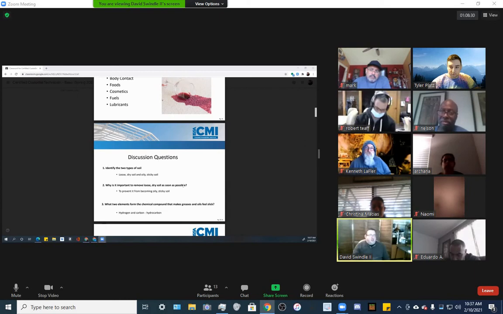Now, I didn't touch on this, but I want to address this one because it refers to the two elements from the chemical compound that make greases and oils feel slick. And that is hydrogen and carbon, which we refer to as hydrocarbons. That's important to note because later we're going to talk about how to break down hydrocarbons. And hydrogen itself is an element in the periodic table.